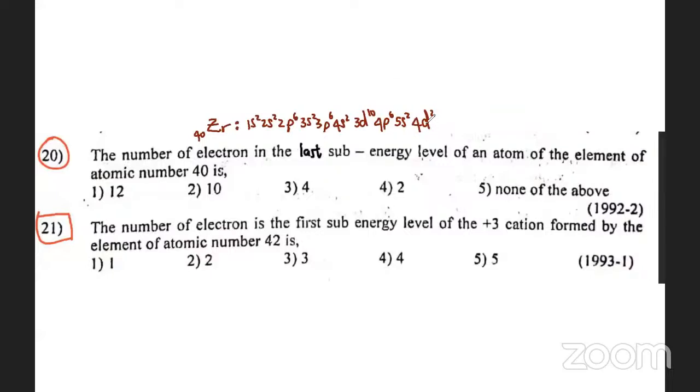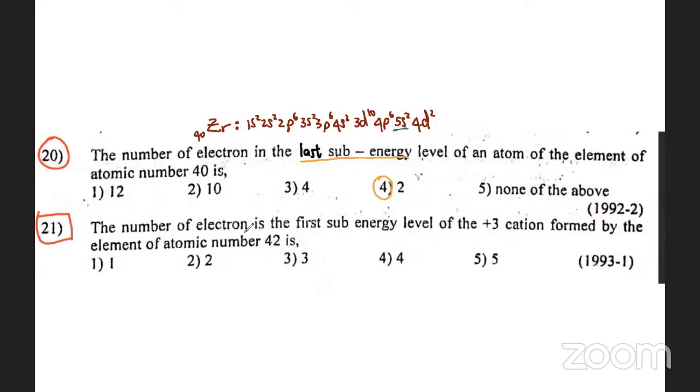Or else 4d2. Wait, now there's a confusion here. When they mean the last sub-energy level, energy-wise 4d2 is the last one. Order-wise it is 5s2. So either way, the answer is going to be 2. Last sub-energy level, don't forget, that's going to be 2. In main energy level also 2, because 5s2 is the last main energy level. 5 is the last main energy level.